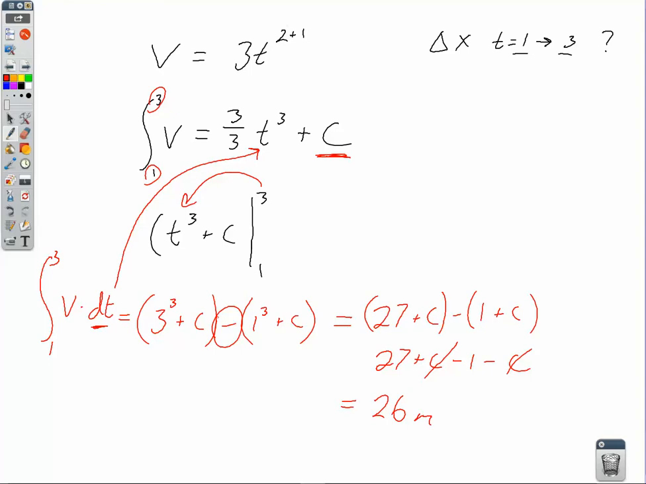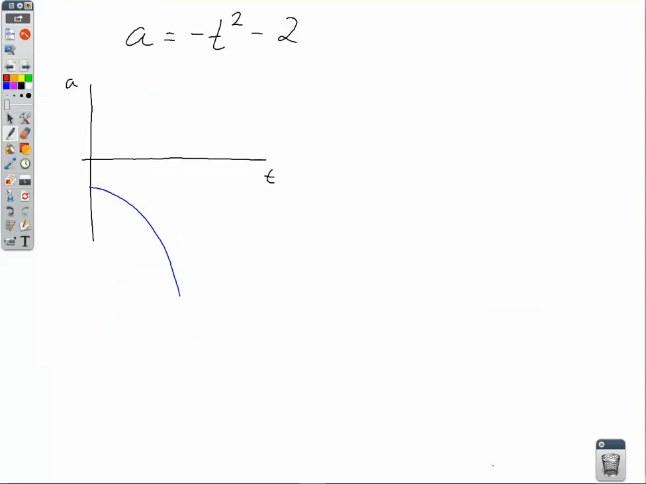Okay, let's see what happens if we've got area below the axis. Okay, so let's say we've got some interesting acceleration function here, negative t squared minus 2. It's a parabola opening downward. And let's say we want to know what is the change in velocity of this object from 0 to 1 second. So this is t equals 1.